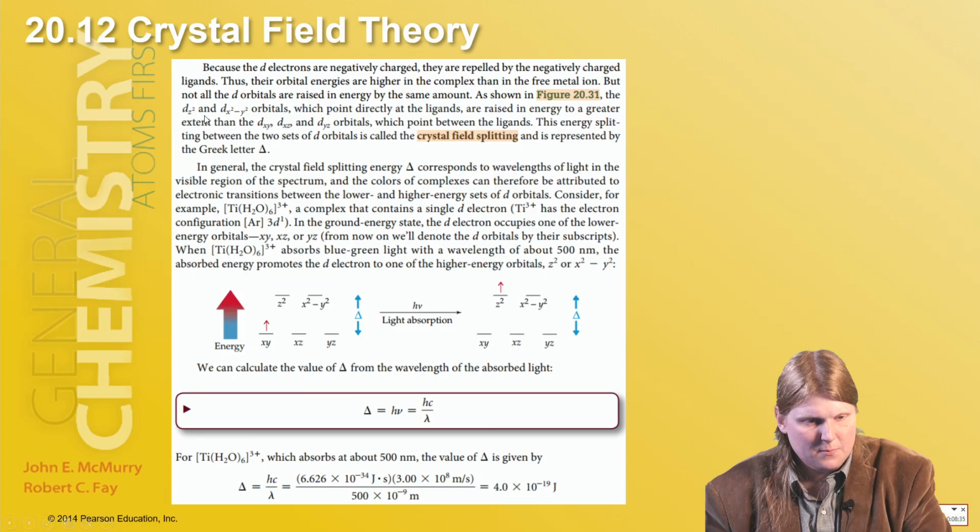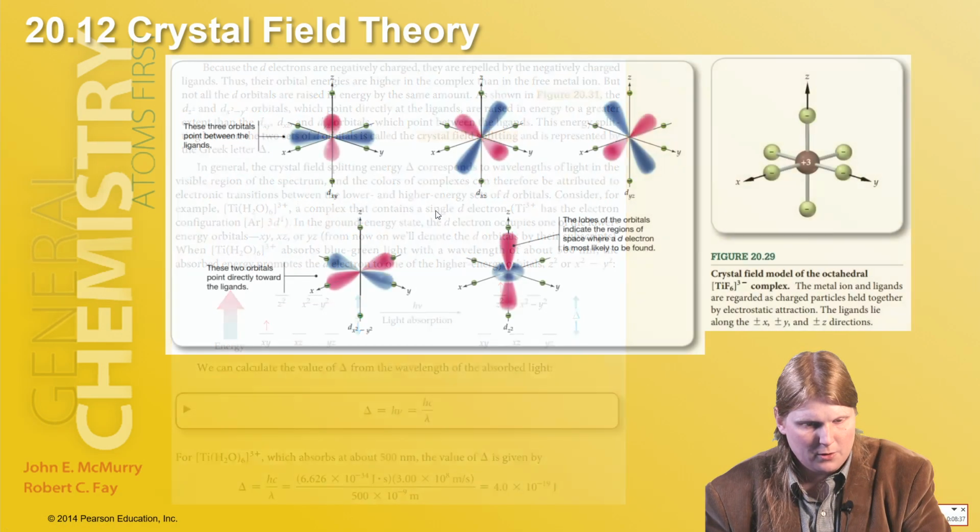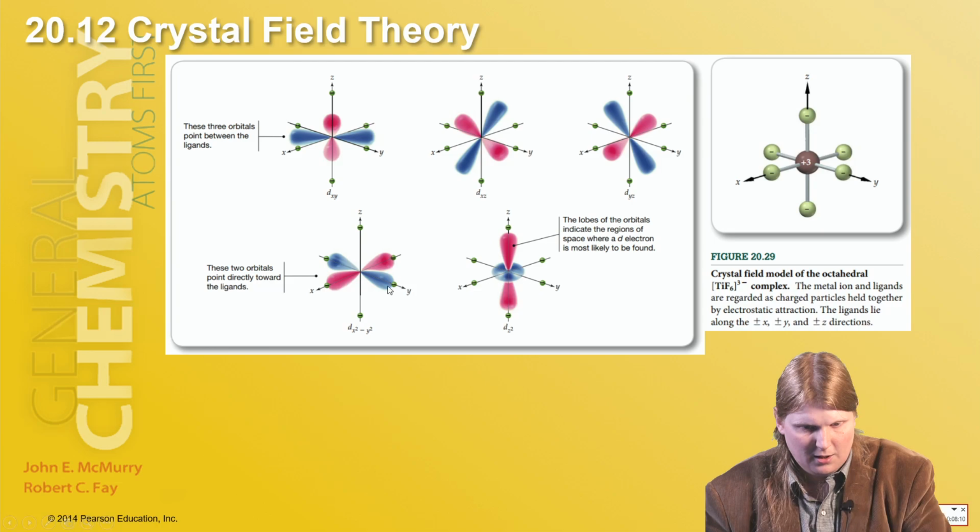The d z squared and d x y are a little different from the other two. These three all lie on the plane, in different planes and orientations, and these do not. But the d x squared minus y squared points directly at ligands. They fit up a lot better with the ligands than these do. These don't point as directly at the ligands.